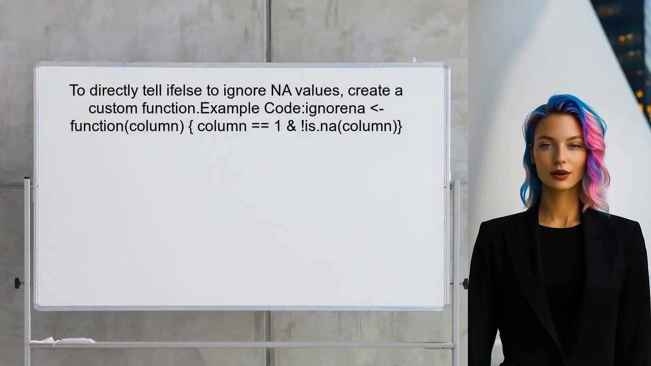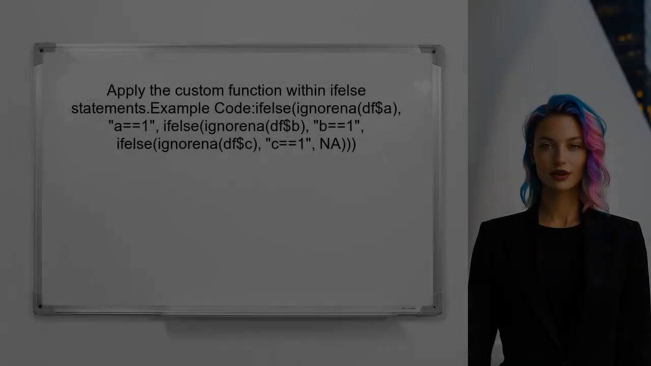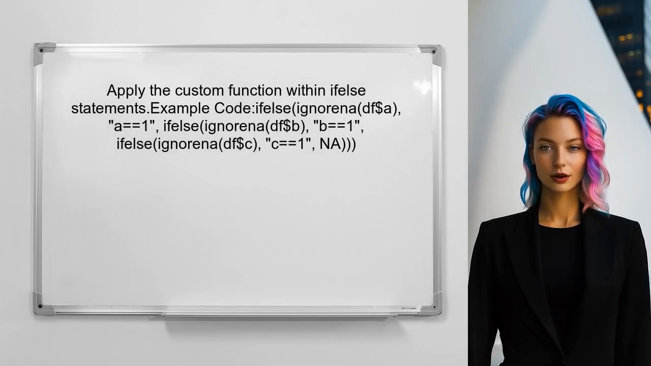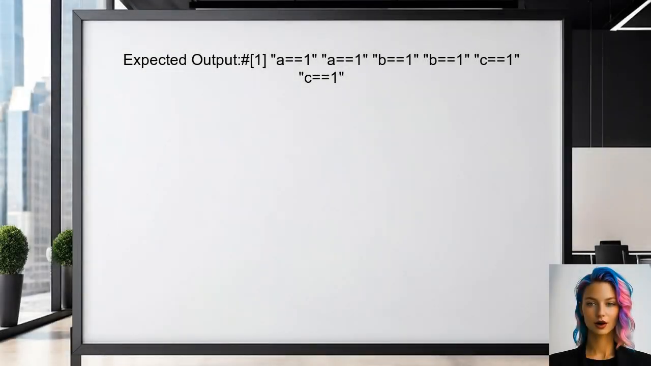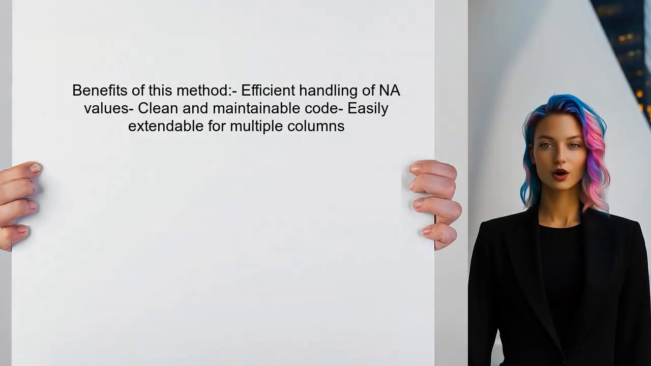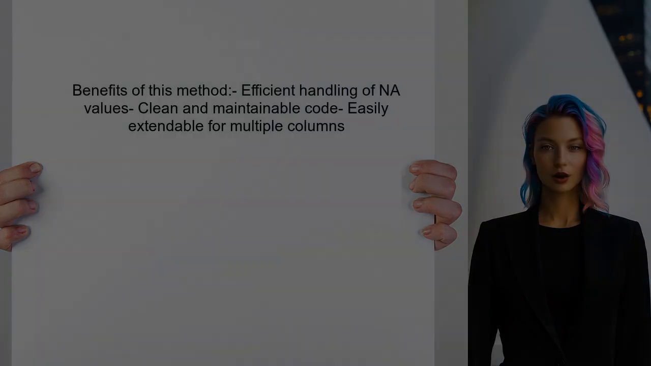To directly tell the ifelse function to ignore NA values, the user can create a custom function. This function will check if the column equals 1 and also ensure that the value is not NA. Next, the user can apply this custom function within the ifelse statements. This will allow the evaluation to proceed without being affected by NA values. When the user runs this code, they will see the desired output, where NA values are effectively ignored and the correct labels are returned. This method is efficient and keeps the code clean, especially when dealing with multiple columns. The user can easily extend this approach to any number of columns.